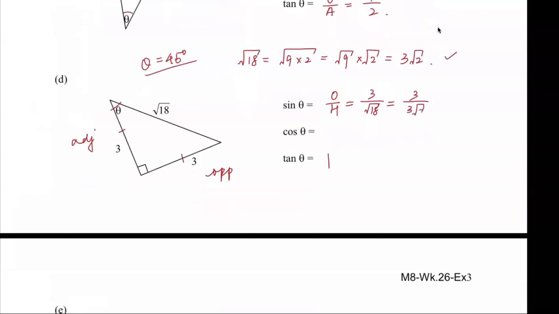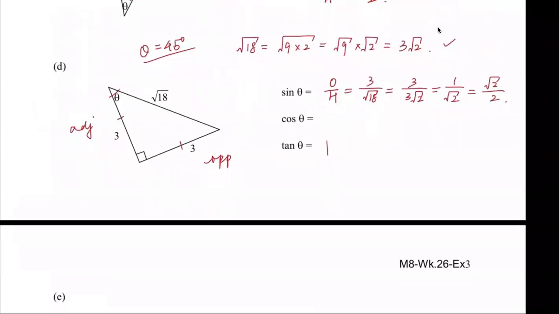So this is 3 times square root of 2, and the 3 gets canceled. It will be 1 over square root of 2, which is square root of 2 over 2. Cos theta is equal to A over H. The adjacent side is also equal to 3, so here is also 3 over square root of 18. All the steps in between are the same. The answer is square root of 2 over 2.